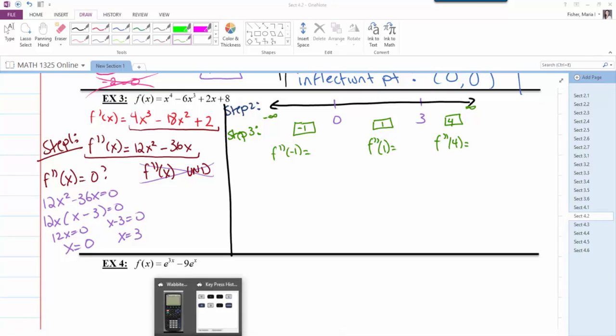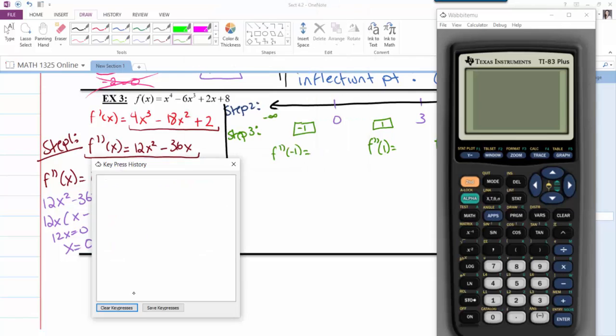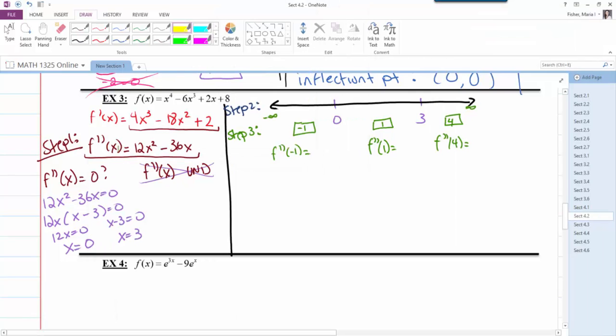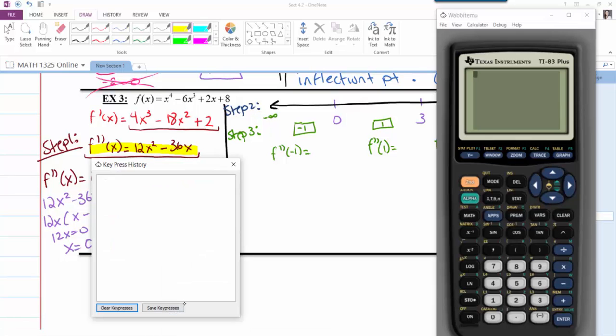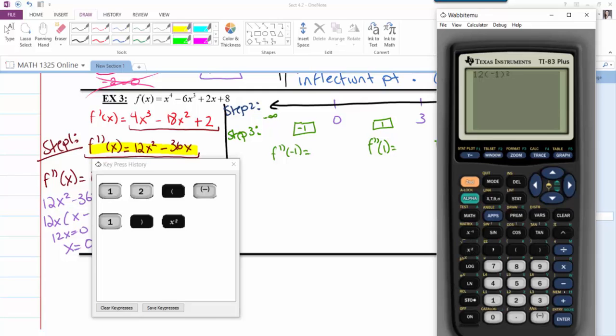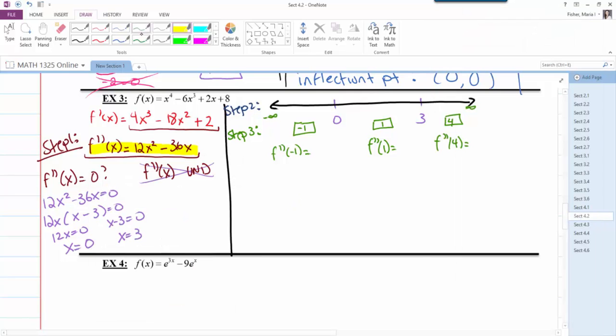So let's grab the calculator to figure that out. Recall this is my second derivative, and we're going to be plugging things into that. We're plugging in the number negative 1 first: 12 times negative 1 squared minus 36 times negative 1. And I end up with positive 48. So this is a positive number, which means that in this interval we're going to be concave up.